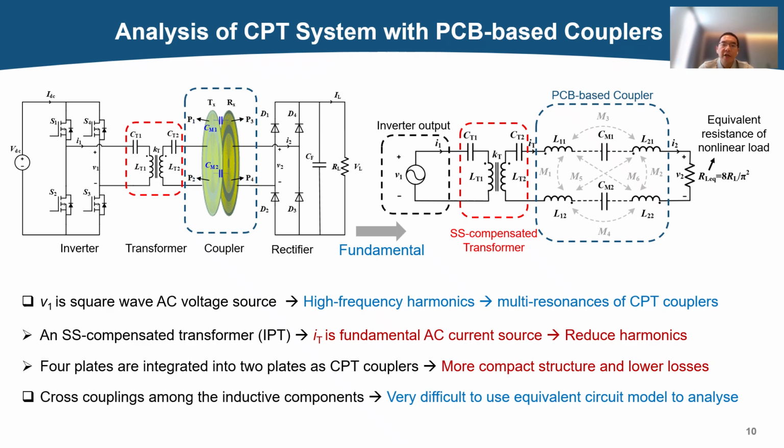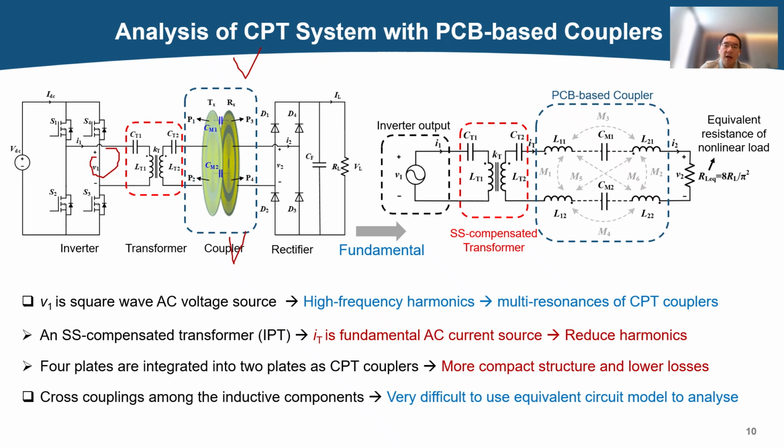This is the equivalent circuit diagram of the system under investigation. It includes a DC power supply, a full bridge inverter, an SS compensated transformer, a PCB-based CPT coupler, a diode bridge rectifier, and a load. It is important to note that V1 is a square wave AC voltage, which contains significant high-order harmonics. And the CPT coupler has multiple resonant frequencies due to parasitic elements.